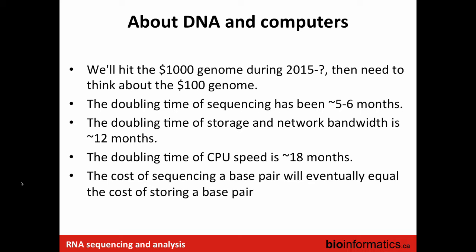Certainly, I think the pace has decreased a little, but it will still continue to get cheaper. So the doubling time of sequencing has been something like 5 to 6 months, and the doubling time of storage and network bandwidth is something like 12 months, and CPU speed is even slower than that. So I'd say we're actually almost past this point already, where the cost of sequencing a base pair is equivalent to the cost of storing a base pair.